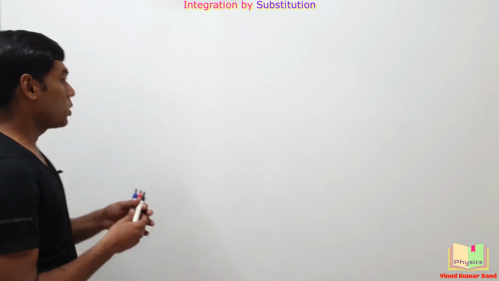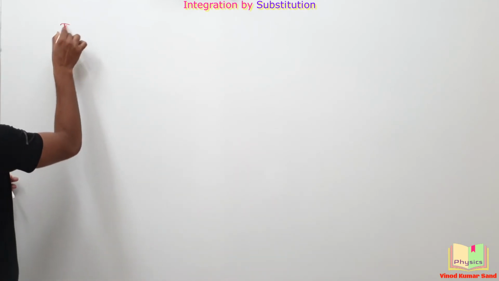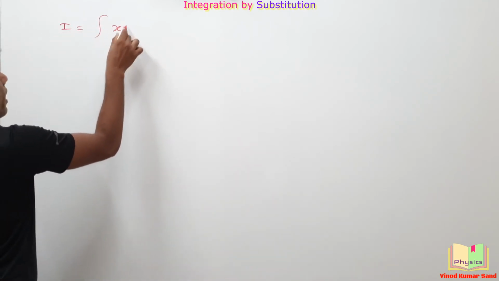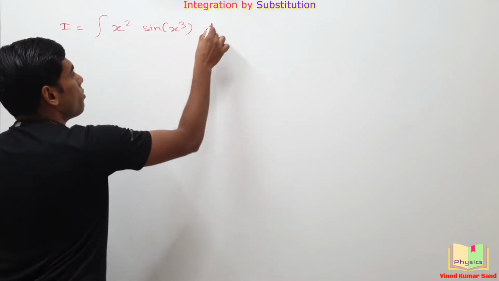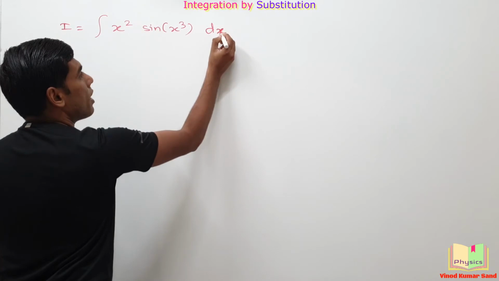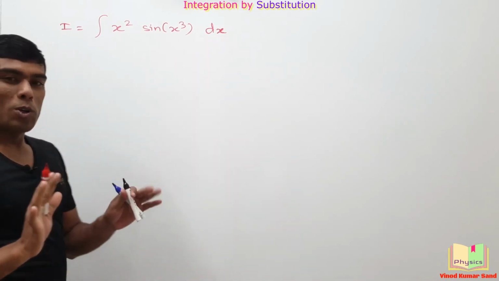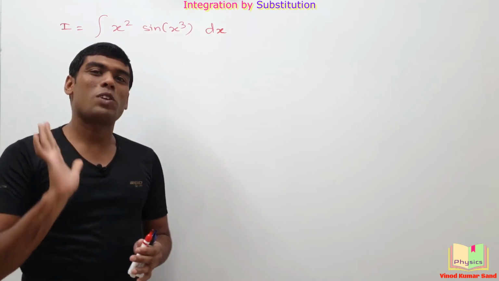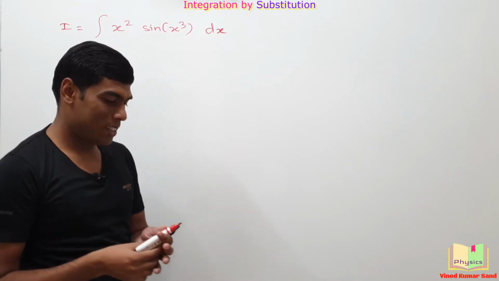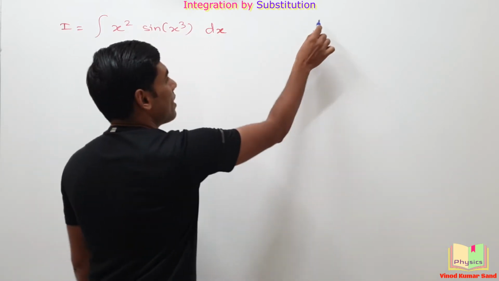Taking up the next question, suppose we have the integration of x square sine x cube, and the variable of integration is x. Pause the video here and you give it a try yourself. It is a question of integration by substitution. I am solving the things here.